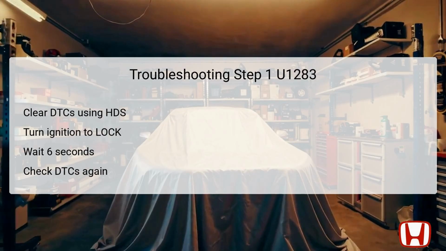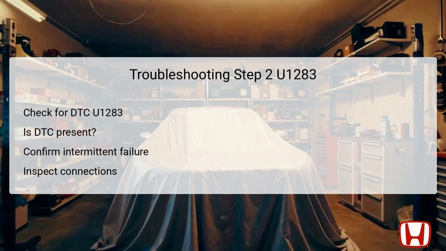Following that, turn the ignition switch to the lock position and then switch it back to the on position. It's important to wait at least 6 seconds after switching the ignition on before proceeding. This waiting period allows the systems to initialize properly. After the waiting period, check for DTCs again with the HDS. This will confirm whether the U1283 error is still present, indicating that further investigation is necessary.